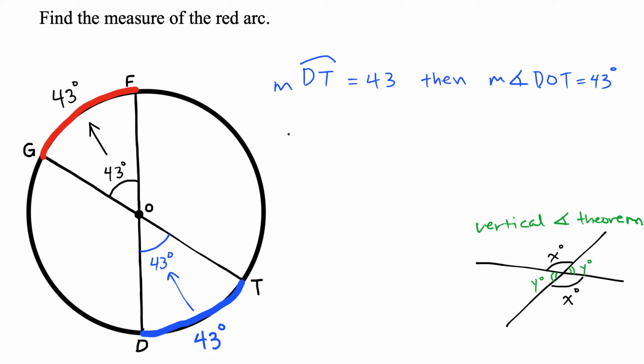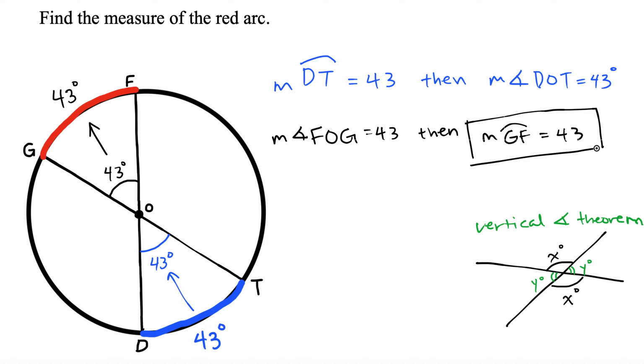So we can write it in our mathematical statement again. Because the measure of angle FOG is 43, then the measure of arc GF is equal to 43 as well. So that is going to be our final answer, because that is our red arc in this circle right here.